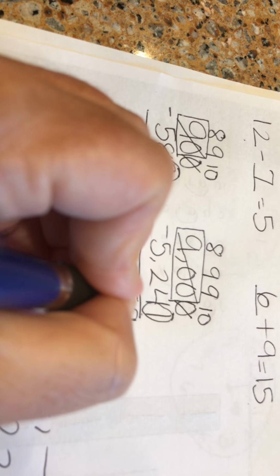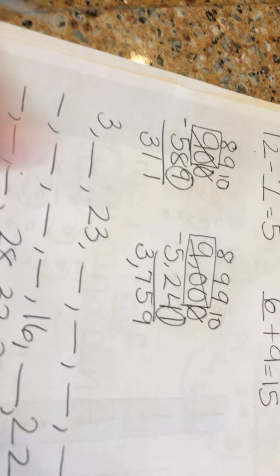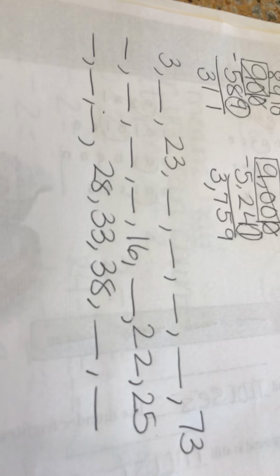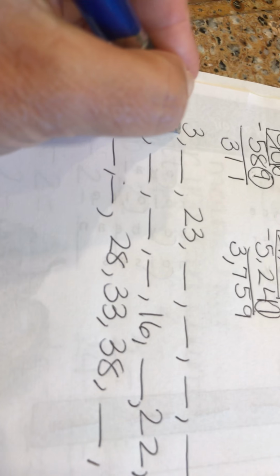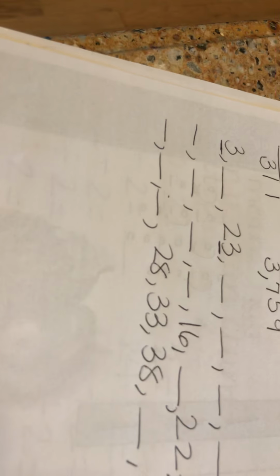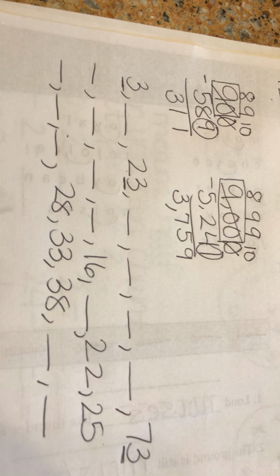9 take away 4 is 5. 9 take away 2 is 7. 8 take away 5 is 3. 3,759. The next section is on patterning, and that is one of your targets for the day, figuring out the missing numbers in a pattern. So when I look at this first pattern, I see that of the numbers that I have, there are 3 ones here, 3 ones here, and 3 ones here. So it looks to me like the only thing that's changing is the tens.